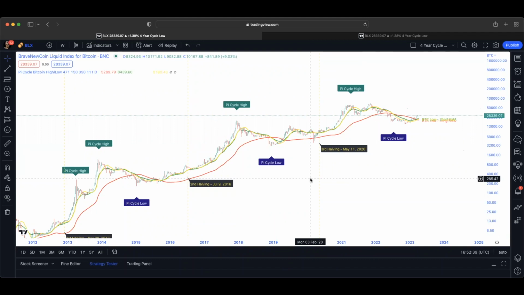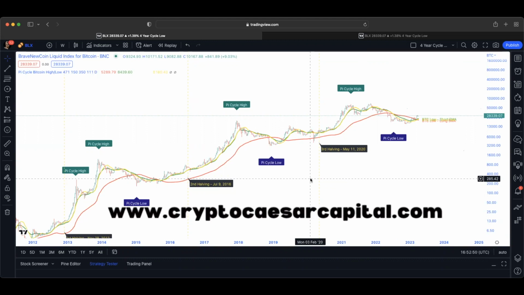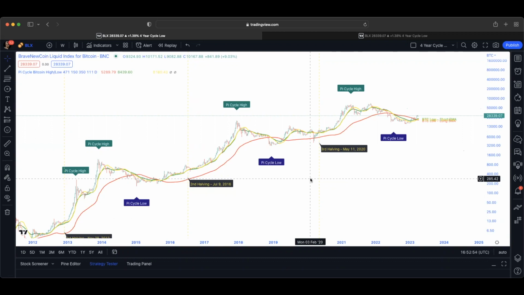Let's have a look at two bullish signals today that we can take away for Bitcoin. Price action is a bit boring at the moment, so let's zoom out a bit and look at some higher time frame bullish signals. The first one we're going to have a look at is the pi cycle indicator, and the second one is the logarithmic MACD on the weekly.